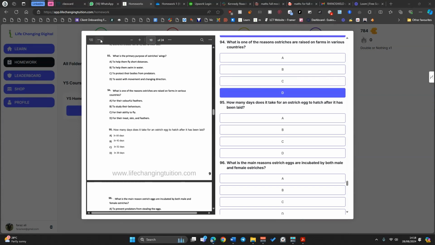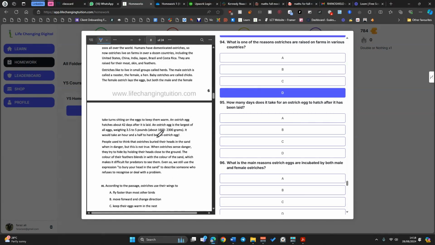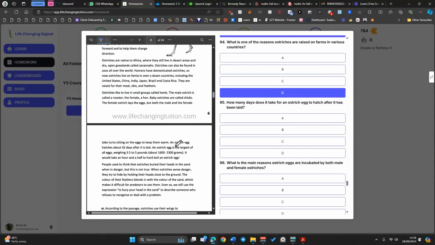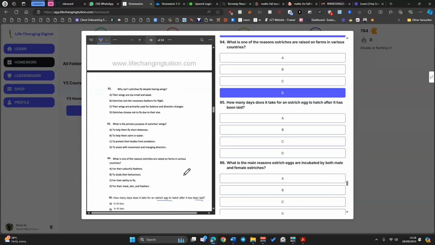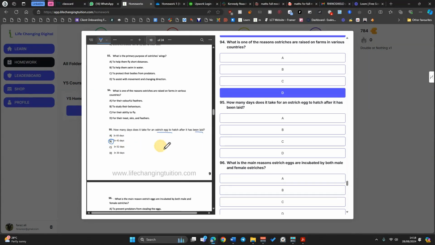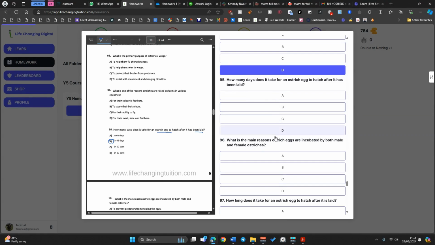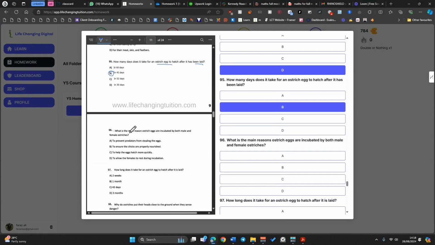Okay, question 95. How many days does it take for an ostrich egg to hatch after it has been laid? Let's have a look. So an ostrich egg hatches about 42 days after it is laid. What does the option say? In 42 days. There we go. So the answer option here will be B. Question 96. What is the main reason ostrich eggs are incubated by both male and female?